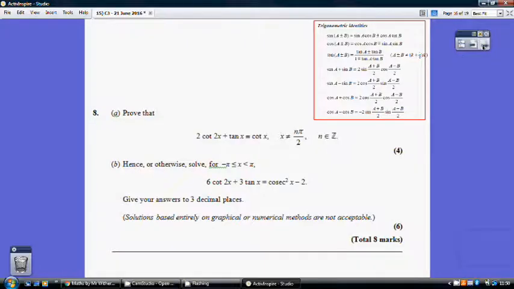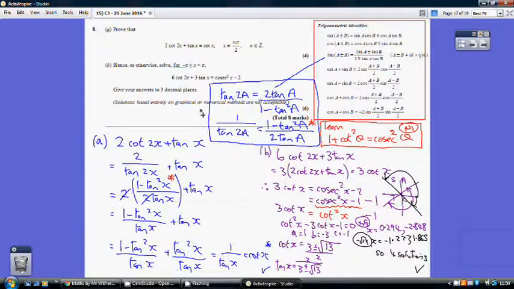Question 8. So for part A, let's just focus on the left hand side. So we've got cot 2x plus tan x. So that's 1 over tan 2x plus tan x.